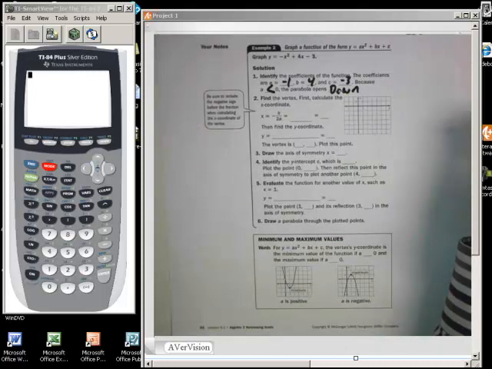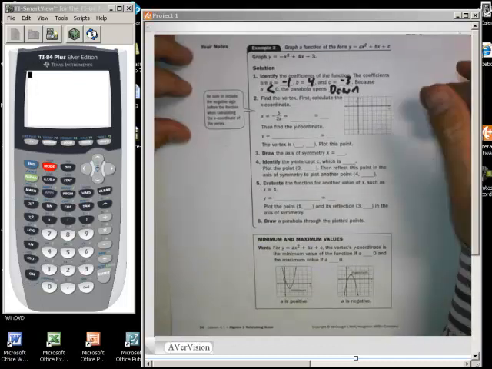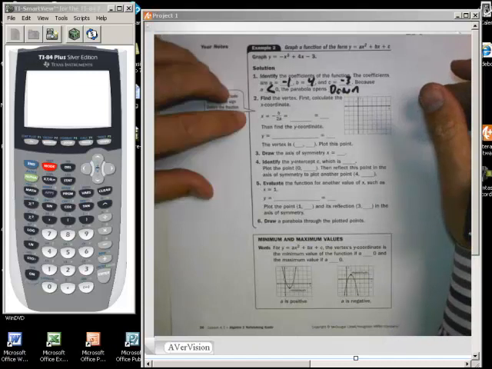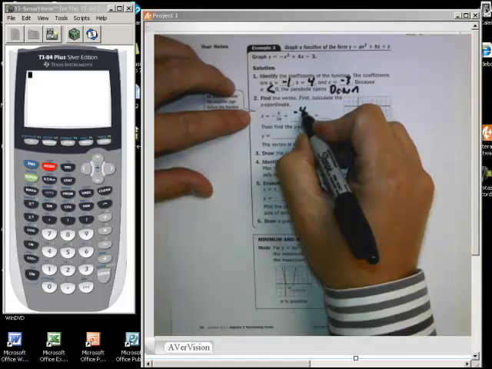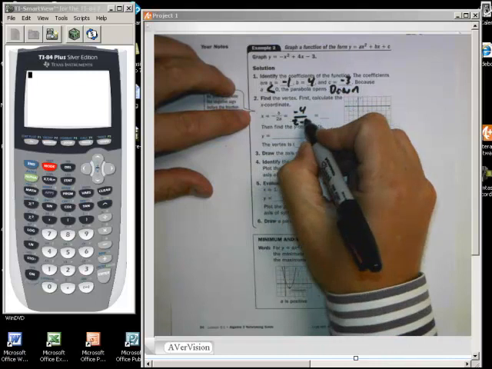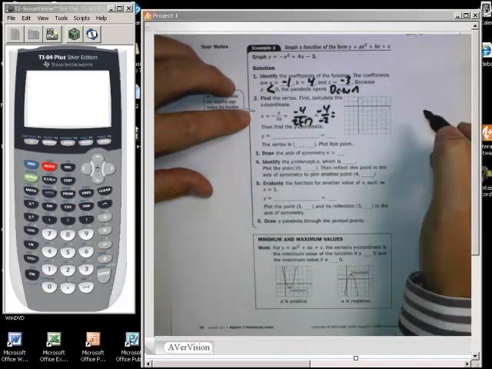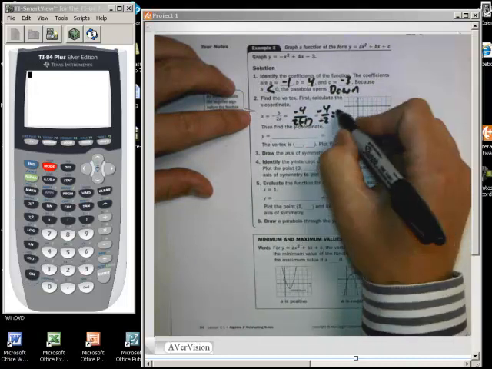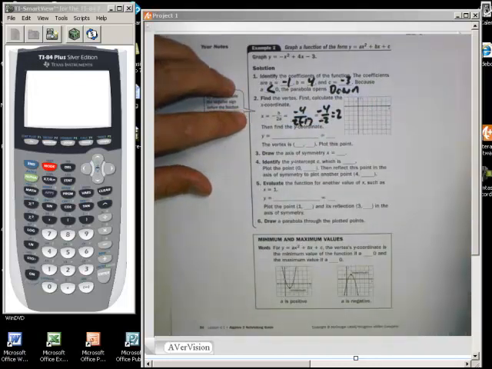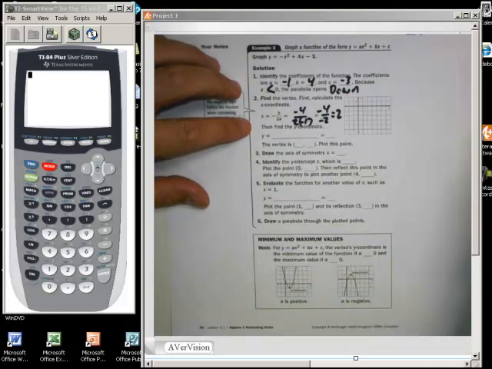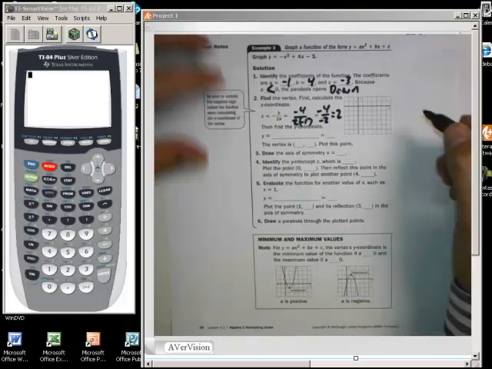First, calculate the x coordinate of the vertex. That's a nice thing to have because it tells you which way to graph, left and right, of this middle point on your axis of symmetry. So the opposite of 4 over 2 times negative 1, we have negative 4 over negative 2, which is going to equal 2. So my x coordinate of my vertex is going to be 2.